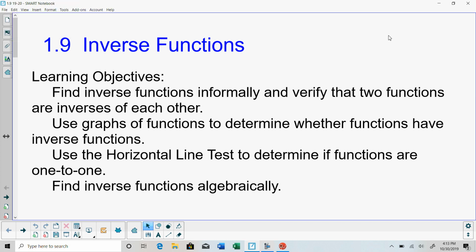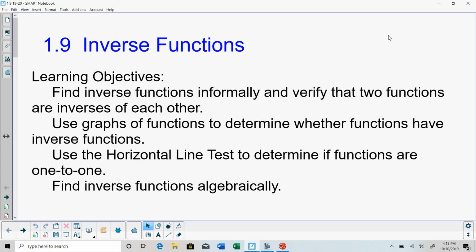We are looking at section 1.9, inverse functions. You should each have a 1.9 gift, and that's really a notes gift. So you can just take notes on that gift and do the problems along with me.